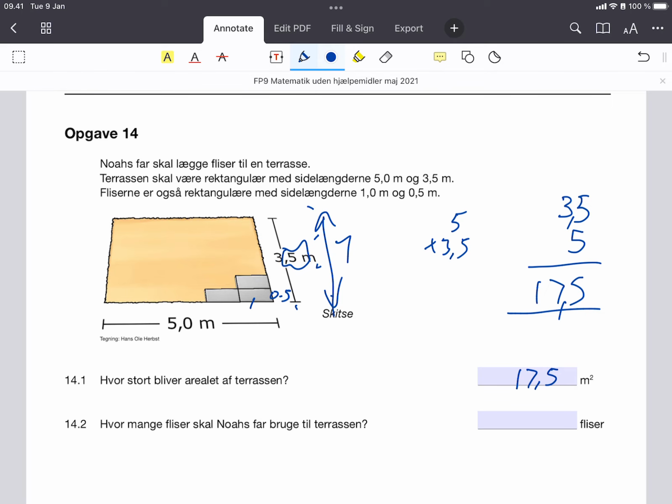Excuse my cough. So you get 7 of them. And then how many ones do you need to make up 5? You need 5 of them. So it's going to be 5 tiles by 7 tiles, 35 tiles.